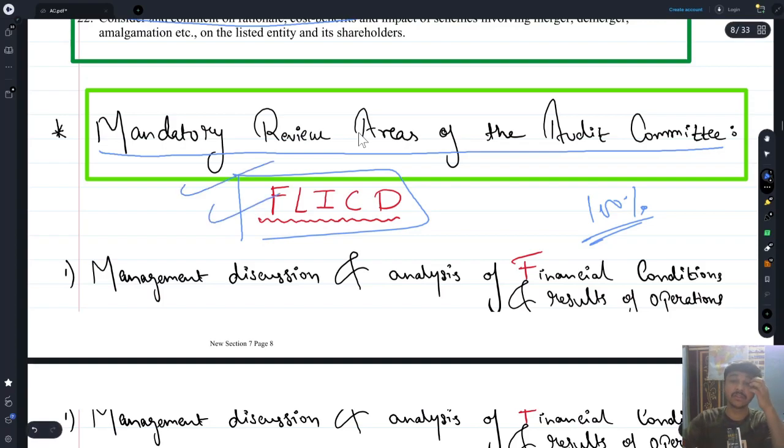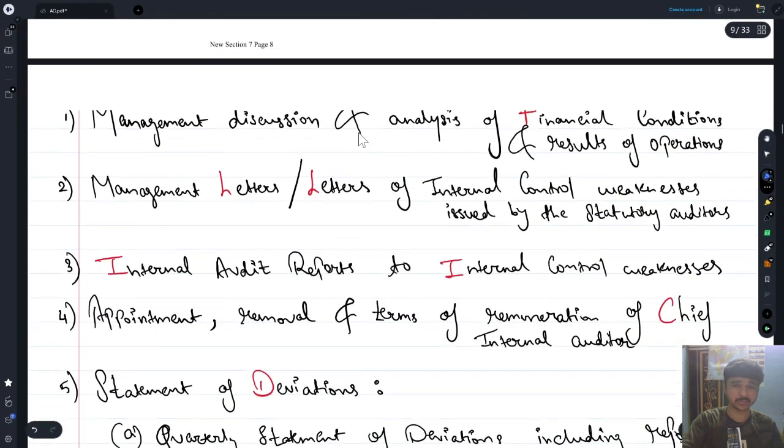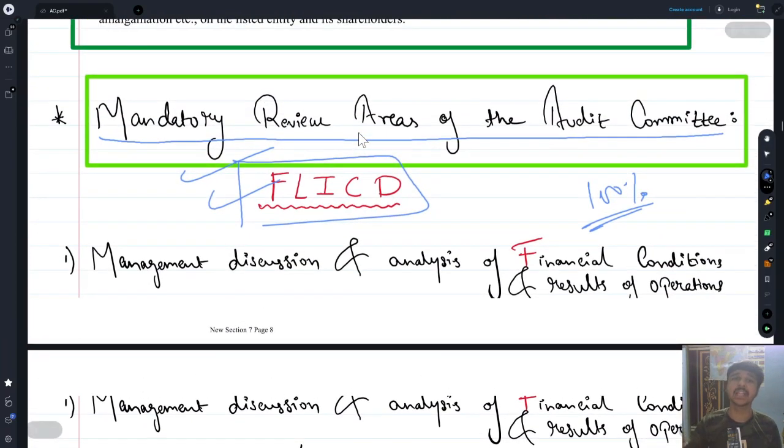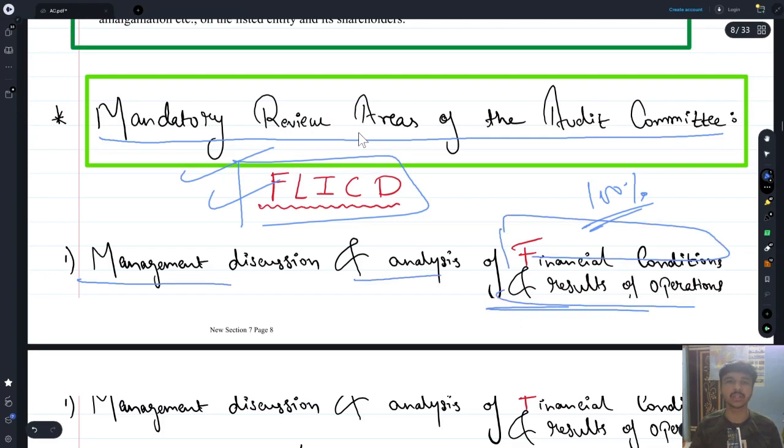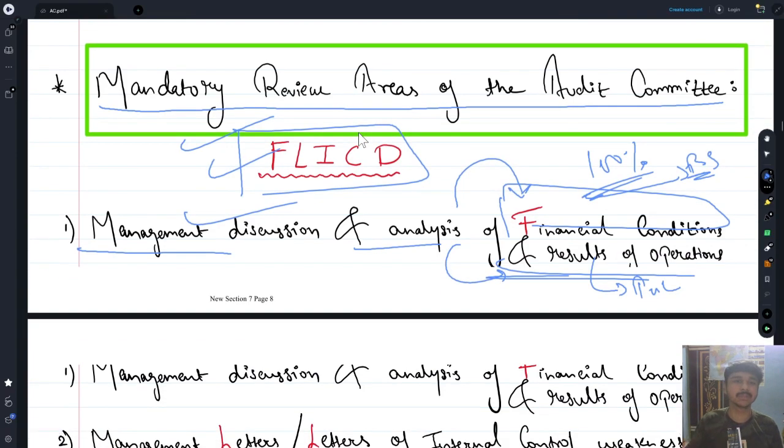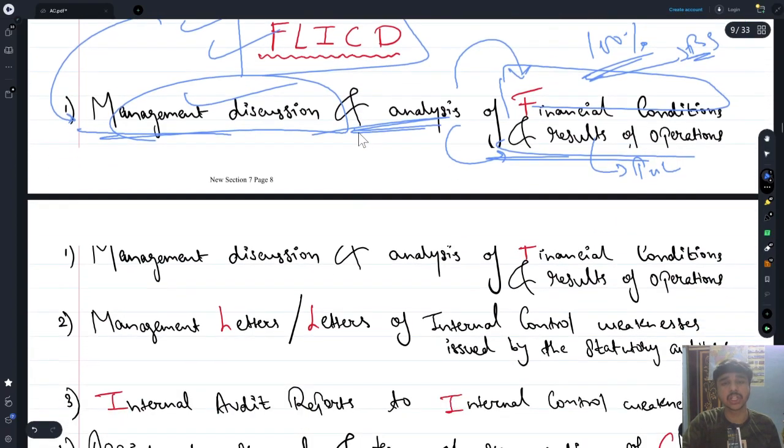So what is FLICT? The first one is: I will go to the management and tell them, please look into my profit and loss and balance sheet. So management discussion and analysis of financial condition and results of operation. What is financial condition? Basically balance sheet. What is results of operation? Basically P&L. So I'm going to management, please look into my P&L and balance sheet. So the first mandatory review area of the audit committee is the management discussion and analysis of financial condition and results of operation.